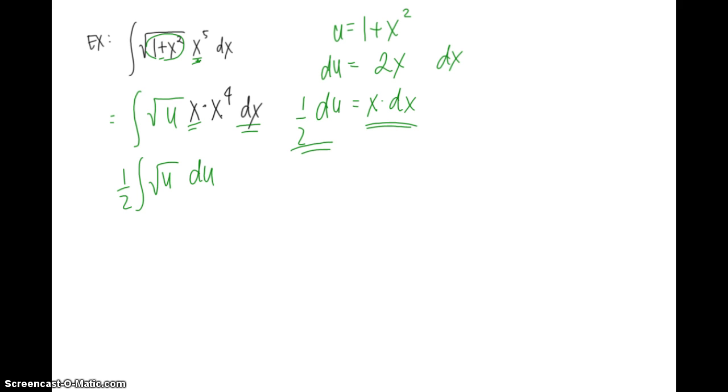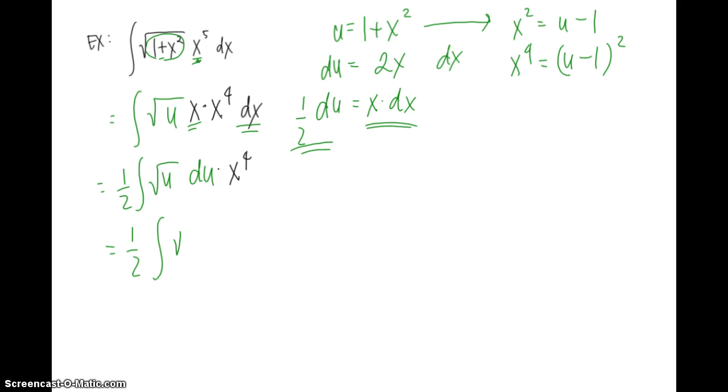But I still have this x to the 4th right here. And I want to change all of these to u form. Now, if you look at our original substitution here, x squared is going to equal u minus 1. X to the 4th is equal to u minus 1 squared, since I squared both sides. Now, in this case, what does that give me? I have the square root of u du times x to the 4th, which is u minus 1 squared.